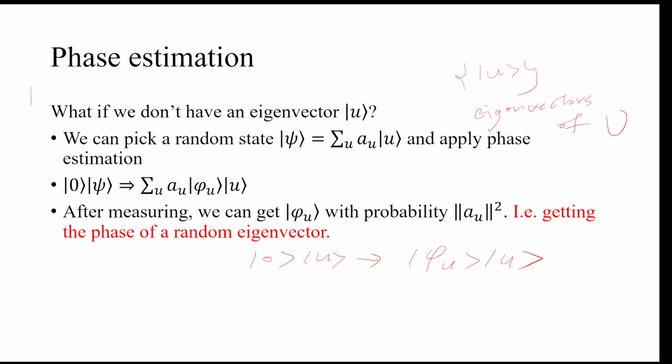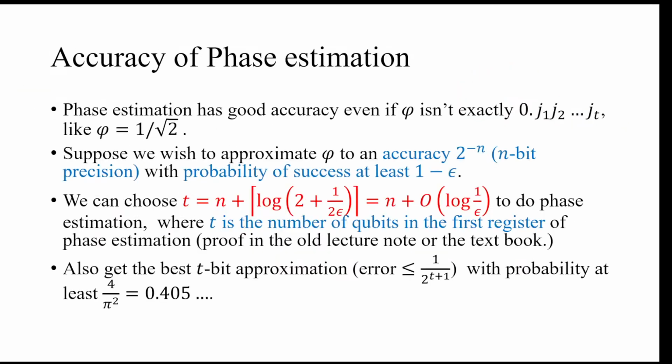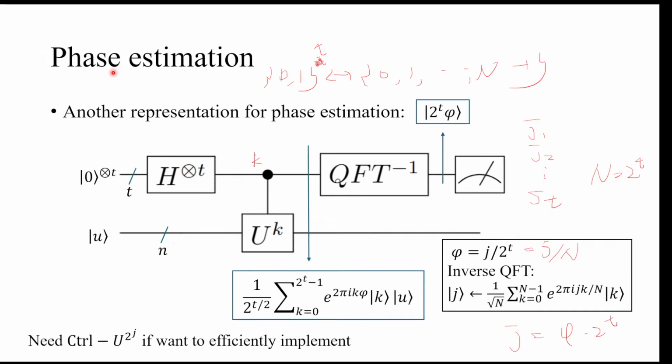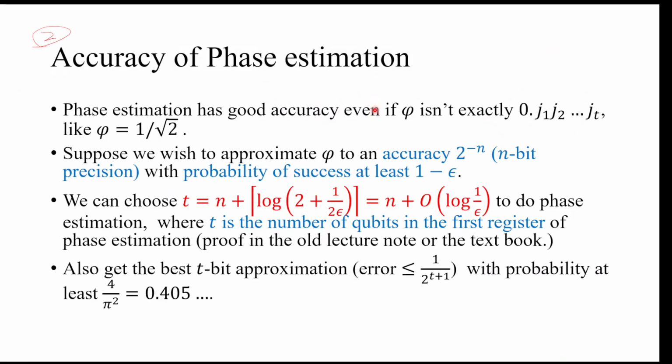And the second thing is accuracy. We say our algorithm works if we are in exactly a binary string, so psi is exactly 0.j1, j2 to jt. But what happens if we don't have this?